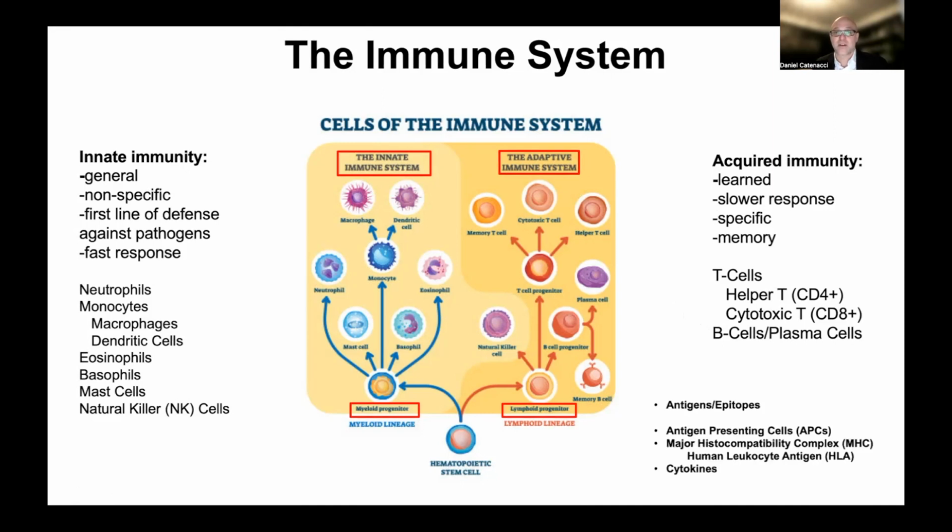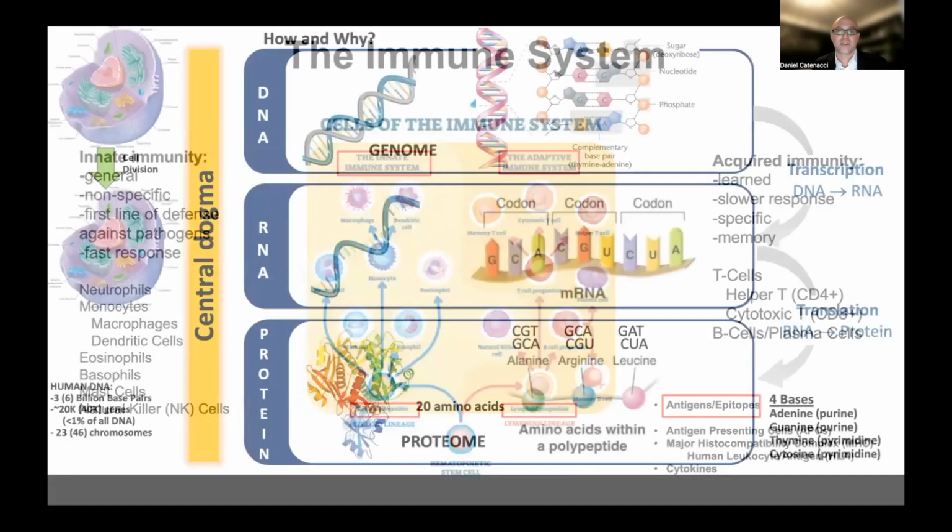Other topics that are important to understand that we'll go through in the presentation are antigens and epitopes, antigen presenting cells, APCs, major histocompatibility complex, or MHC, also known as human leukocyte antigen, or HLA, and cytokines. So we're going to go through each of these important cells and concepts in turn, starting with antigens and epitopes. So what is an antigen and epitope?